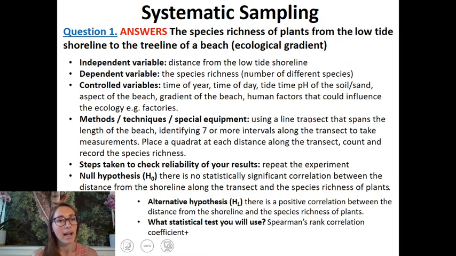So if we link that back to the activity, here are the answers for it. You might want to pause the video and check over to see if you've identified all of those things correctly.